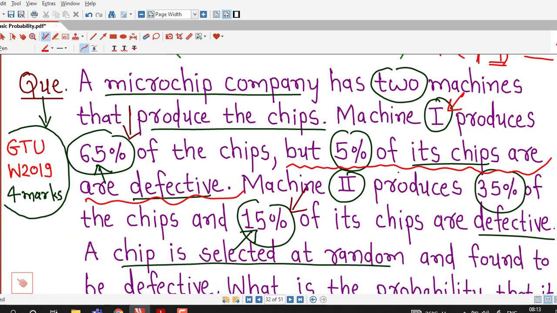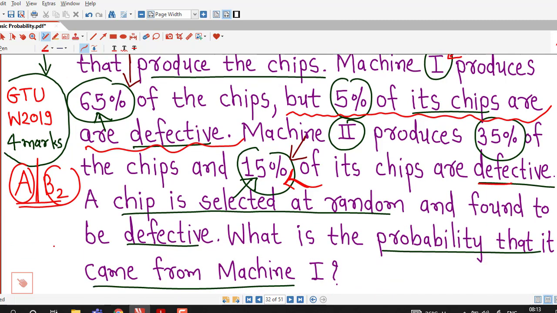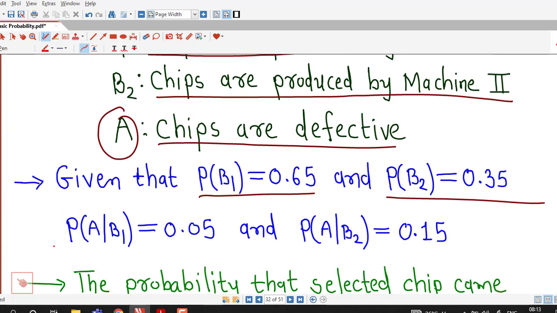Similarly, it is given that 15% of chips produced by machine 2 are defective. That event is A given B2, which denotes that chips are defective given that they are produced by machine 2. So that probability, the probability of defective chips from machine 2, is 0.15. All these four probabilities are given to us.